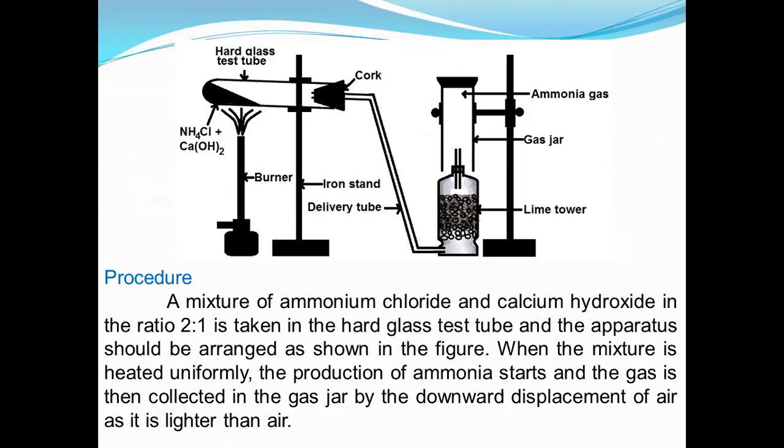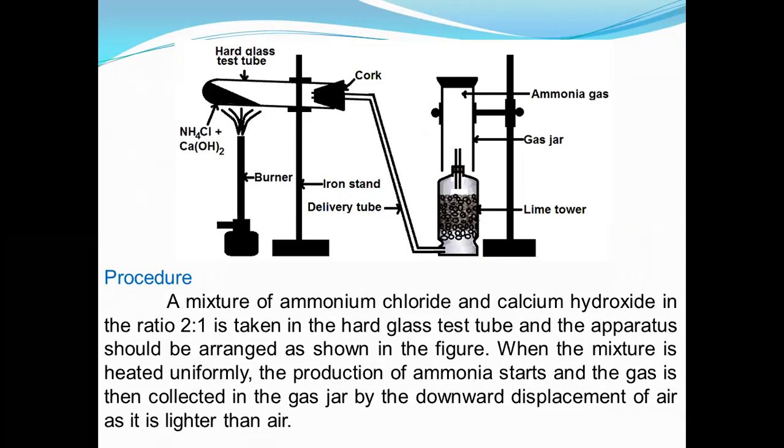The mouth of the hard glass test tube, you can see here, should be slightly tilted downward, so that the produced water molecules will escape out from there. Then the cork is fitted with a delivery tube, and one end of the delivery tube is in this tube and the other end is set up into this lime tower. A lime tower contains lime, calcium oxide, quick lime as we used to say.